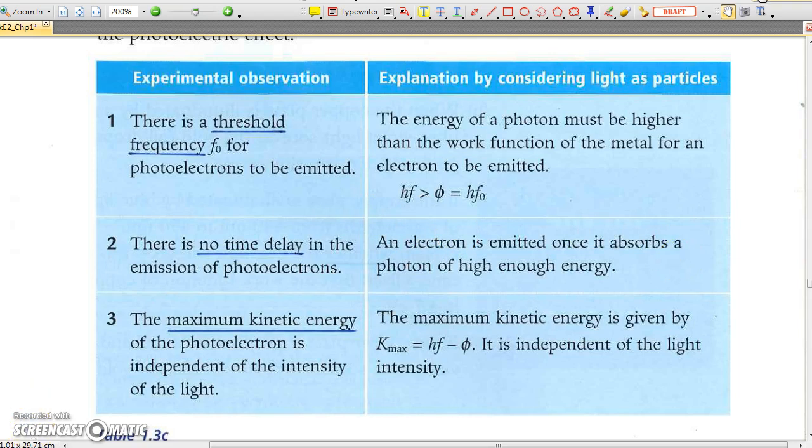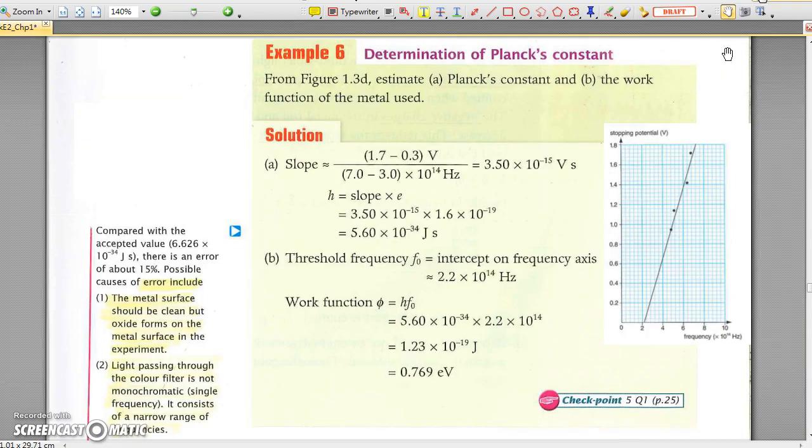And lastly, from experiment, we find that the maximum kinetic energy does not depend on the intensity of light. We now know the maximum kinetic energy actually depends on the energy of the incident radiation as well as the work function. Example 6 below makes use of the graph on the last page, stopping potential versus frequency, to find Planck's constant and the work function of the metal used.